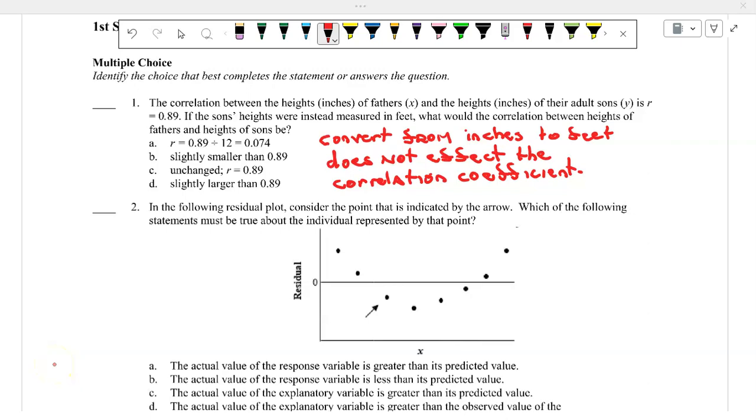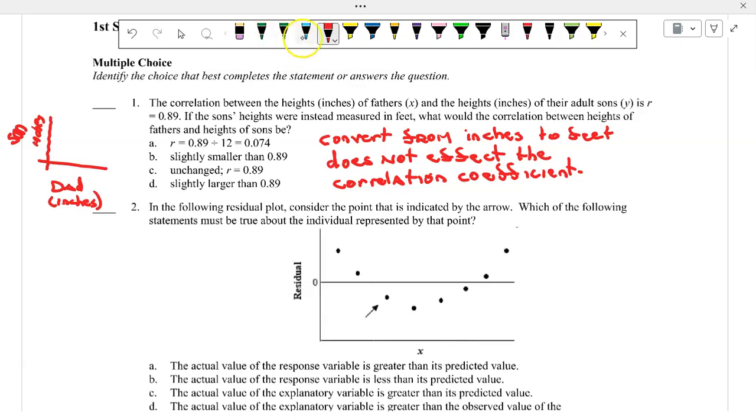All right, the correlation between the heights in inches of fathers and the heights in inches of sons, which is on the Y, is 0.89. So what that's telling you is the sons' heights are here, and that is in inches, and the fathers' heights are on the X.